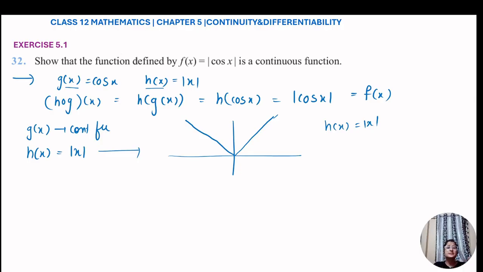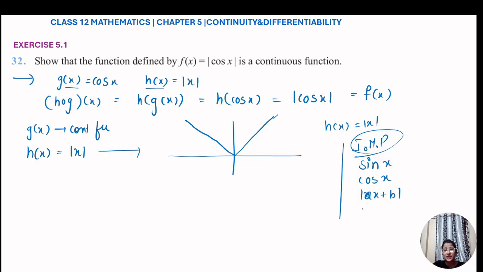You should remember that they are important. I'm listing the important functions that you should know, it will be very helpful. That is sin x, cos x, mod x, any type of ax plus b, mod of ax plus b, then any polynomial function. They are the important continuous functions that you should know. So by using this list, I am telling that h of x equals mod x is a continuous function.